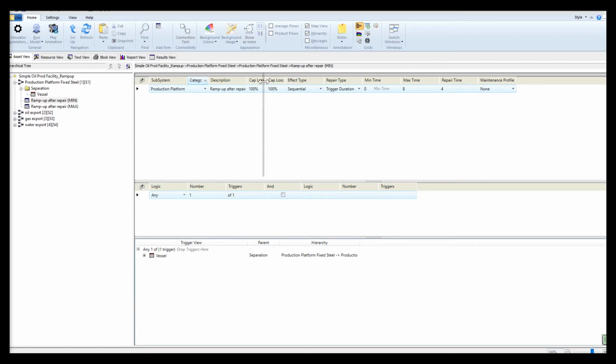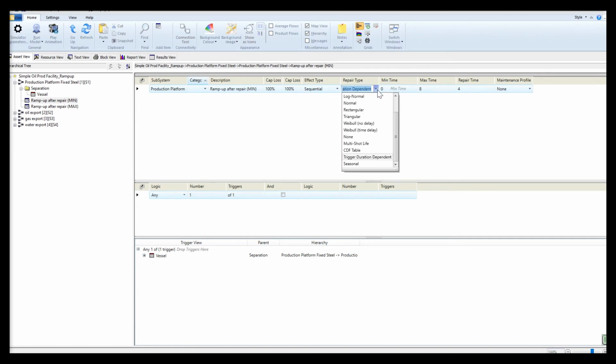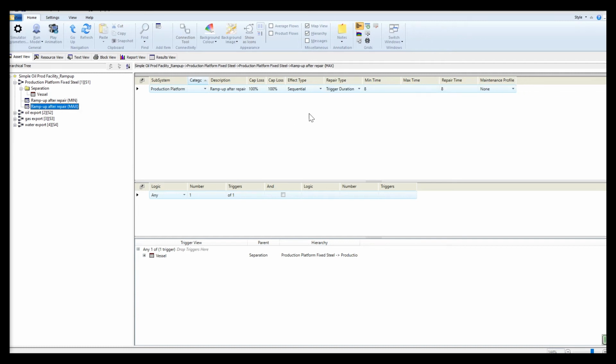For this, we use the sequential effect type. And for the repair type, we use the new trigger duration dependent. So between 0 to 8, the repair time or the restart time will be 4 hours. And if it's above 8 hours, the repair time or the restart time is 8 hours.